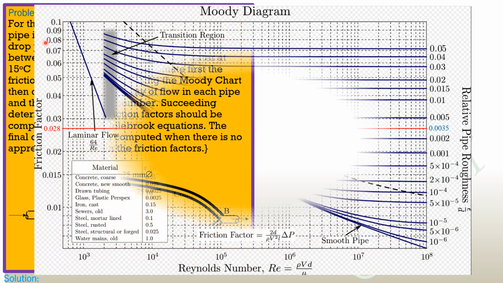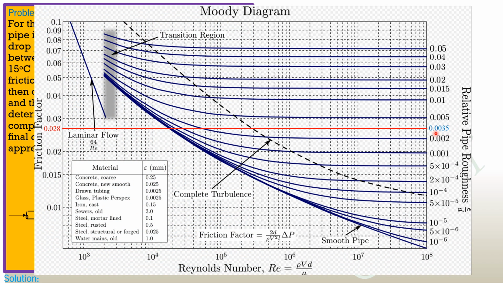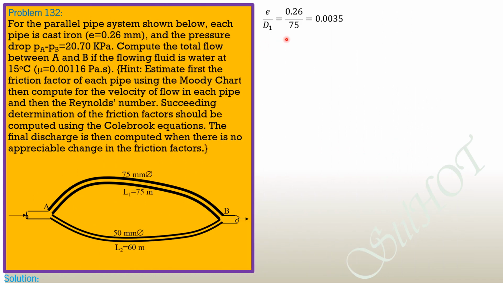We then locate 0.0035 in the Moody diagram, then project to the left and estimate the friction factor. So this is the location of 0.0035, and we estimate the friction factor to be 0.028. It doesn't matter if your estimate is far from the real value, as long as we have an estimated initial value. It will converge when we use the Colebrook equation afterwards. So 0.028, that's F1. So F1 equals 0.028.